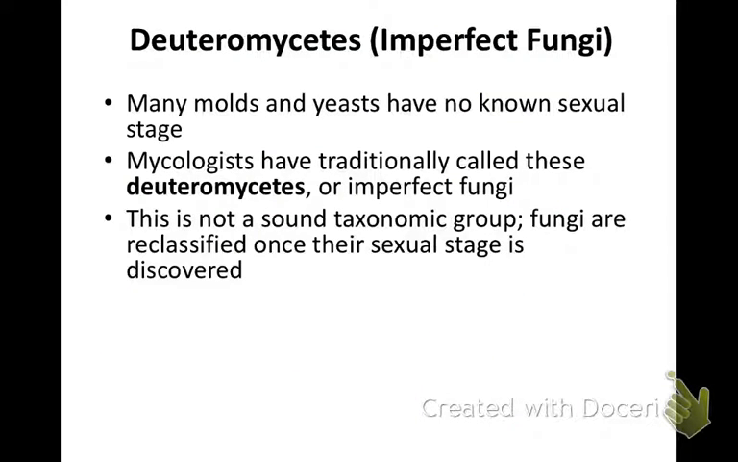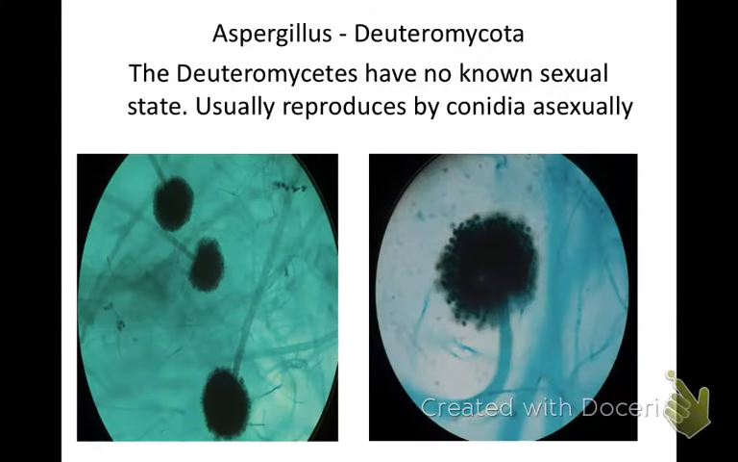So some fungi do not have a known sexual stage, so we lump these into the group deuteromycetes. So it's not really a sound taxonomic group, because as soon as you can identify the type of sexual reproductive structure they use, they can be put in one of those other fungal groups. So examples of the deuteromycetes would be Aspergillus.